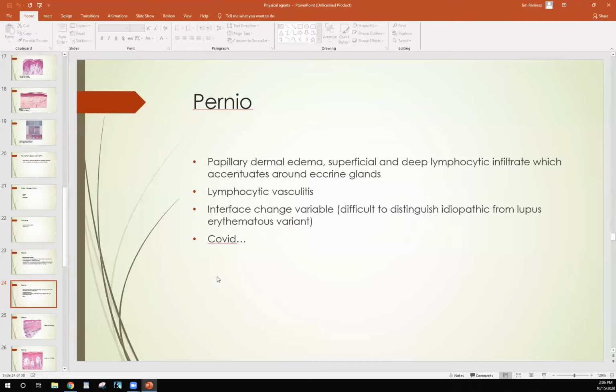And of course, now it's very important to be aware that COVID is associated with Pernio. So we have to alter our way of thinking when we see Pernio, not just idiopathic, not just lupus, but we have to throw COVID in as an association as well. So it's important to get that history to see if there are any symptoms in the patient, and if so, make sure they get tested for COVID.